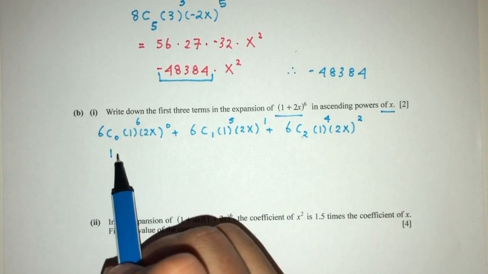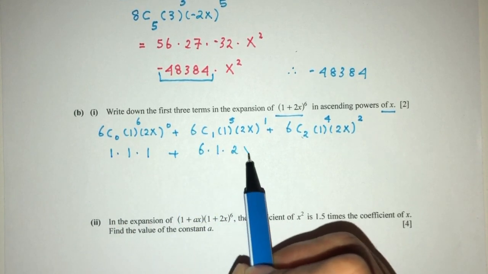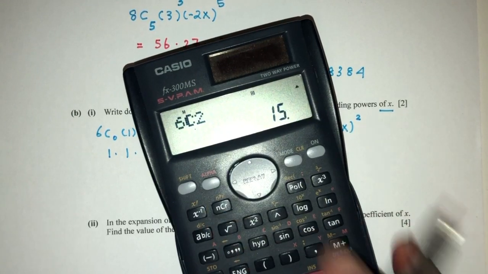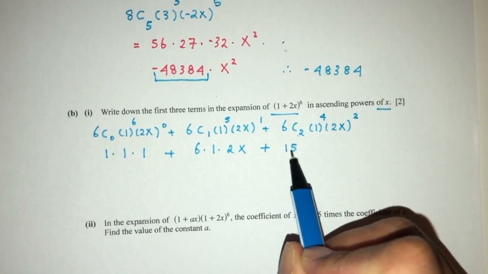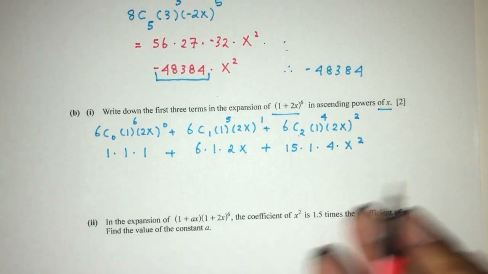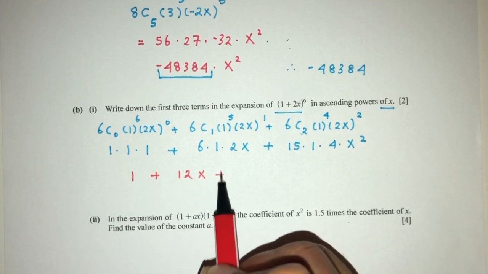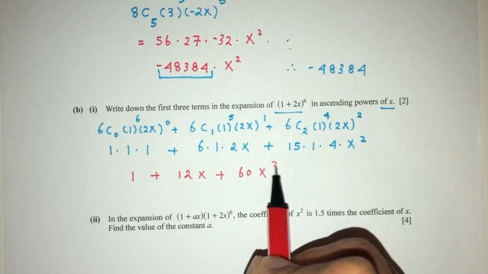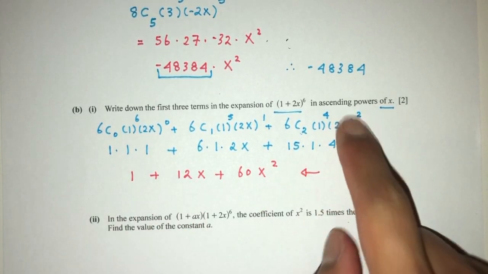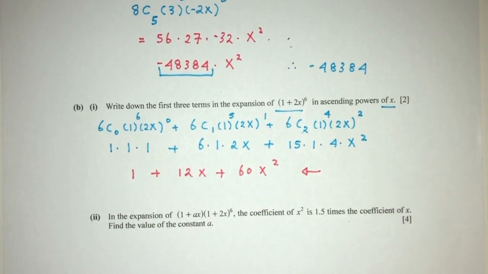So this will be 1 times 1 times 1. 6 times 1 times 2x. And what is 6 combination 2? That will be 15 times 1 times 4x squared. So simplify, that will become 1 plus 12x plus 60x squared. So this is the first 3 terms of this expansion in ascending powers of x, from small x to big x in terms of powers.